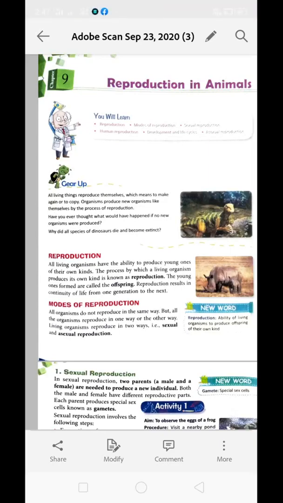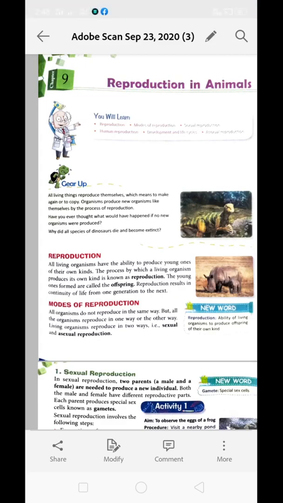Today we are going to discuss our ninth chapter, which is called Reproduction in Animals. In this chapter you will study what reproduction is, what the modes of reproduction are, what sexual reproduction is, how humans reproduce, how the development of a child takes place, and what the life cycles of different animals are. We will also learn what asexual reproduction is and how it takes place in several animals. All right, so let's start with it.